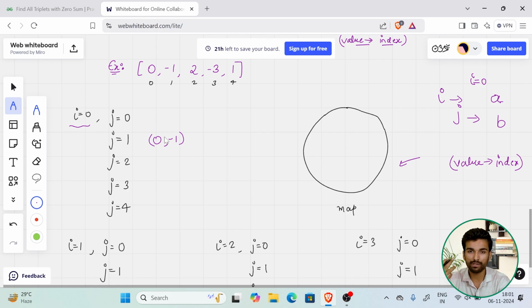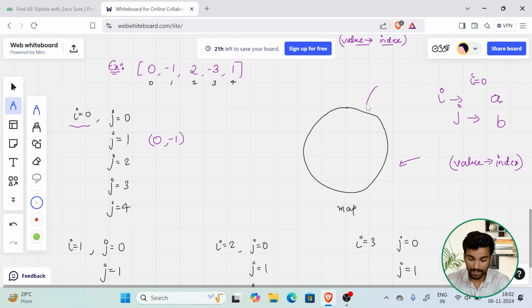Now how to find out the third value? So the third value will be the sum of these two values, and I will add a negative sign before that. So 0 minus 1 will become minus 1, and if I add a minus sign before, it will become 1. Okay, so that's why it will become plus 1. So now I will try to find out if plus 1 is present in my map or not.